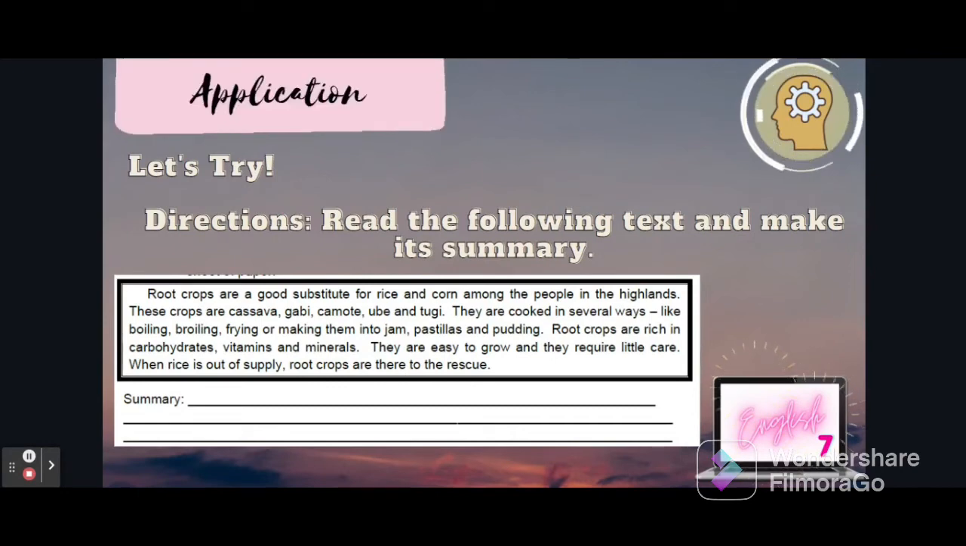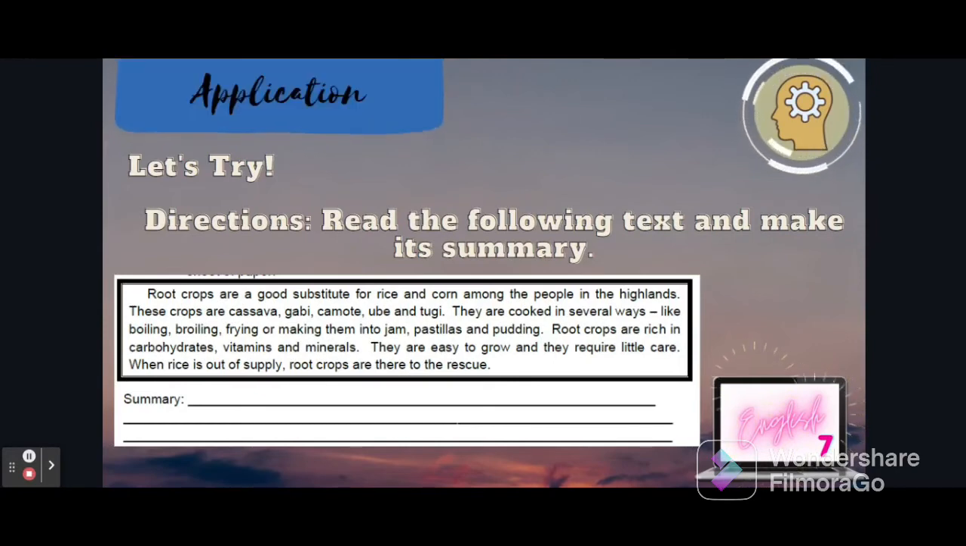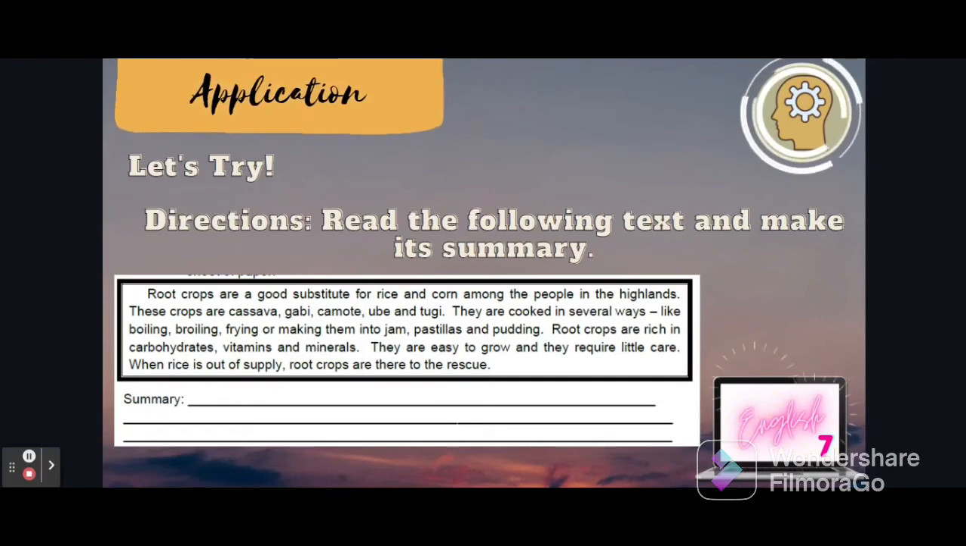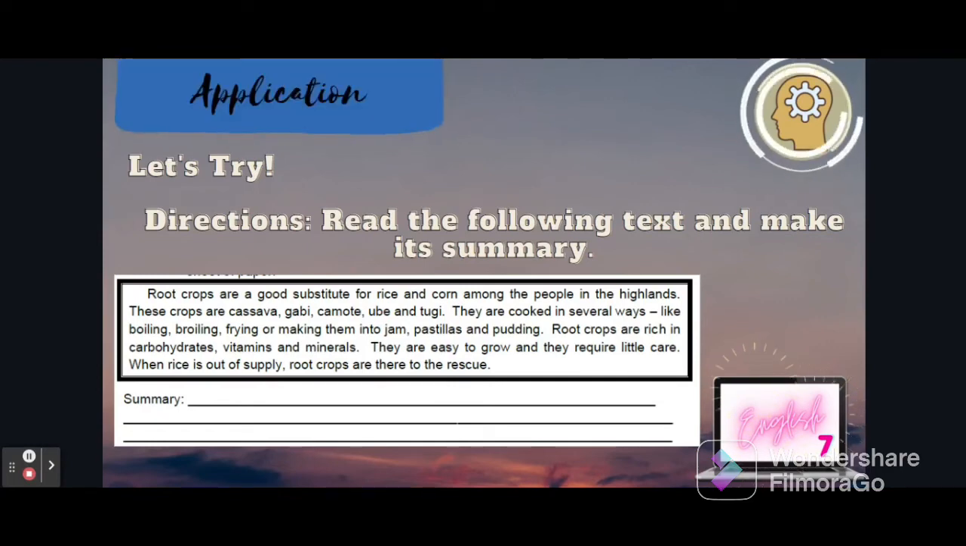Root crops are rich in carbohydrates, vitamins, and minerals. They are easy to grow and they require little care. When rice is out of supply, root crops are there to the rescue. Now you are given a minute to write a summary. And your timer starts now.